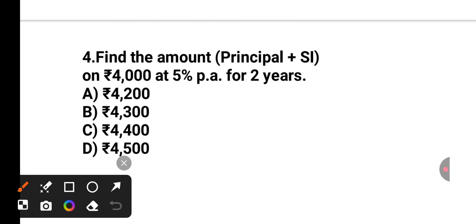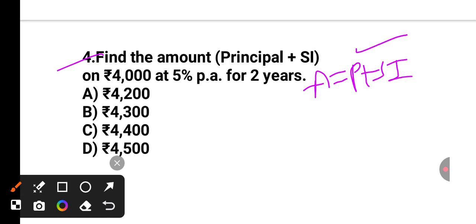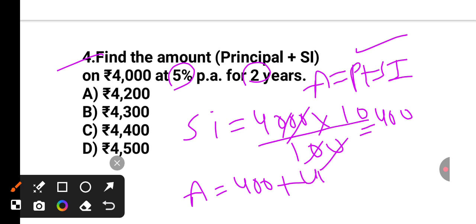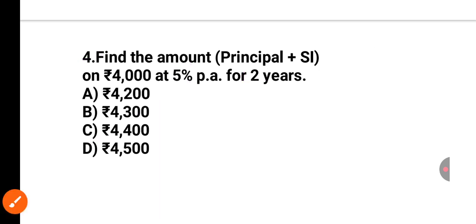Next, calculate the amount. See, amount is equal to principal plus simple interest. This is the formula. Find the amount. First, calculate the simple interest. Simple interest is equal to 4000 into 5 into 2 divided by 100, the simple interest is 400. What is the amount? Amount is equal to 400 plus principal, that is 4000. Total is 4400. This is the answer.